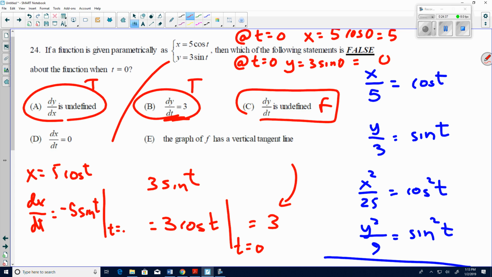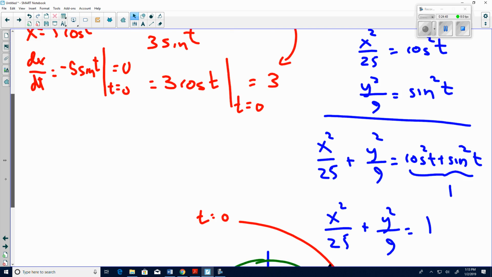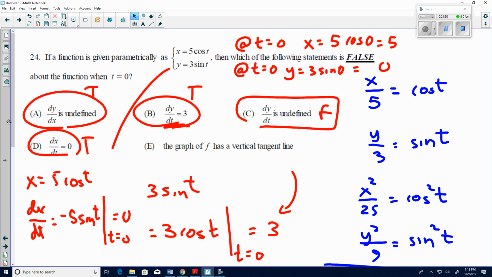And that gives us 0. So that's true. And the last one, the graph of f has a vertical tangent line, and we saw that just by graphing it from pre-calculus. So the one that's false is C. That is the correct answer to this problem.